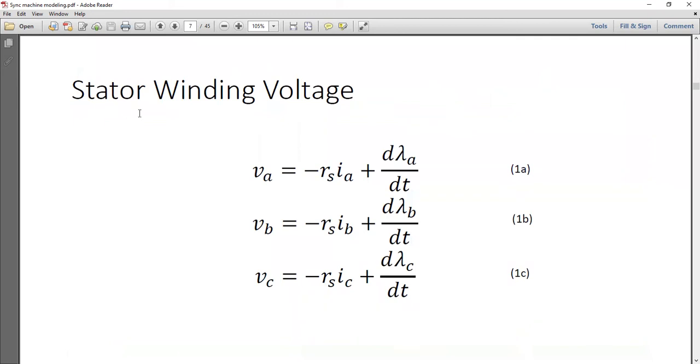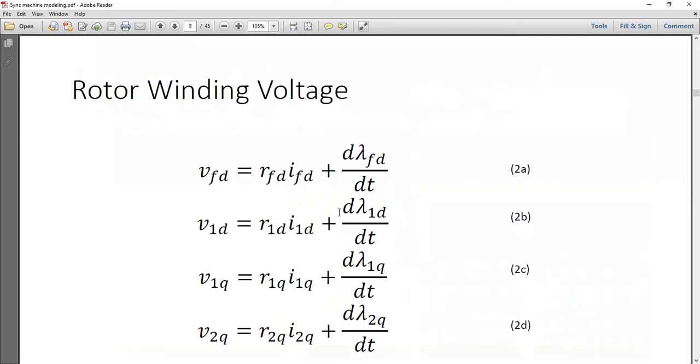So we have the stator winding voltage equation. We applied the KVL and we took the minus sign because the convention we follow throughout the modeling is to take the current going into the coil as positive and current coming out of the coil as negative. Because we are modeling the synchronous generator, the stator coils will be carrying current out of the coils. That's why they have the negative sign.